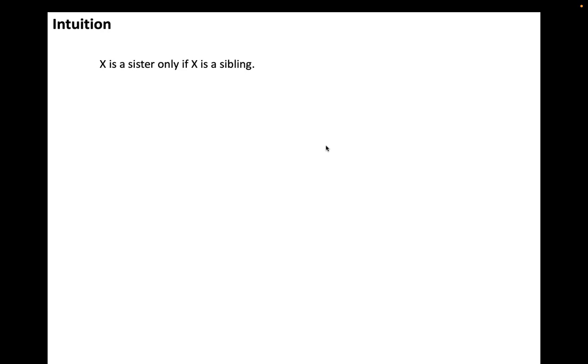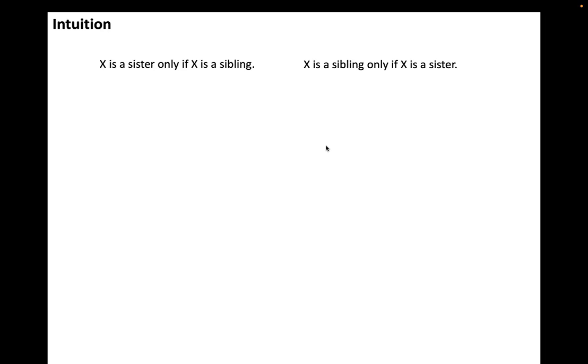So let's look at the sentence, X is a sister only if X is a sibling. Does that seem right? Does that seem true? If I say, look, that person is a sister only if they're a sibling, does that seem to be correct? What about this one? X is a sibling only if X is a sister. That person's a sibling only if they're a sister. Does that seem right? Well, hopefully the first one seems right and the second one seems wrong.